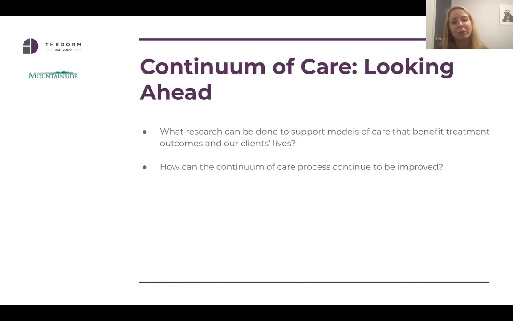So looking ahead, we're going to be looking at what we can do, and how the continuum of care process can continue to be improved. How can residential and outpatient providers be collaborating and coordinating with each other during those critical times as you're approaching discharge at the residential level, to help prep families and clients for what is to come? And then looking at future research, obviously, for all of these different areas.